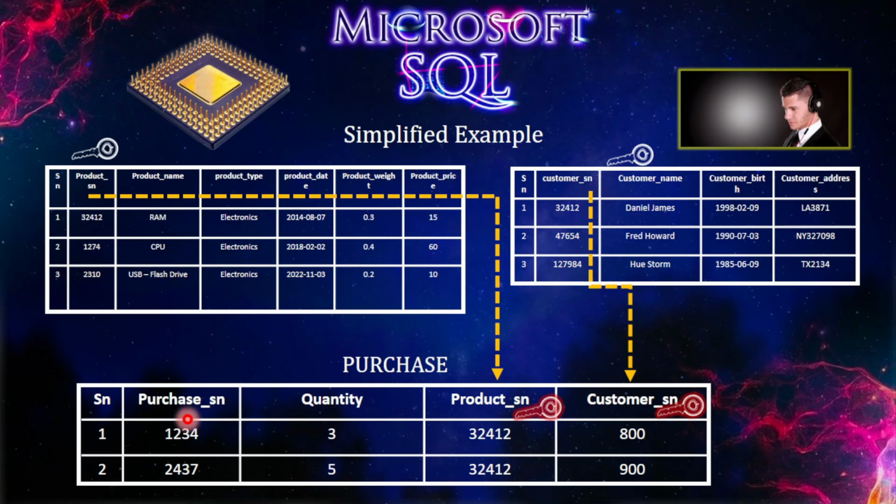So we can go look for a purchase serial number and the customer name that bought that purchase. Also, what type of product and the specs of that product being purchased, by referencing the serial number of product and customer serial number.